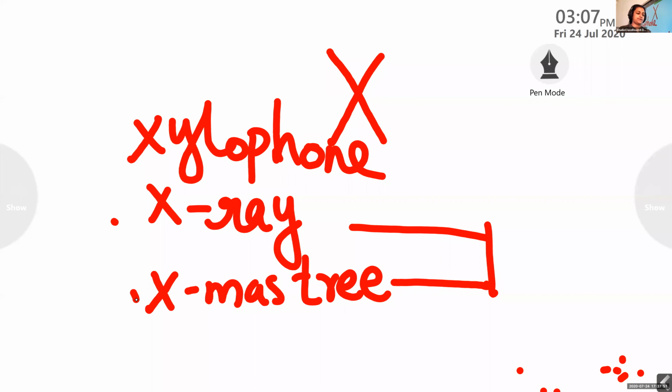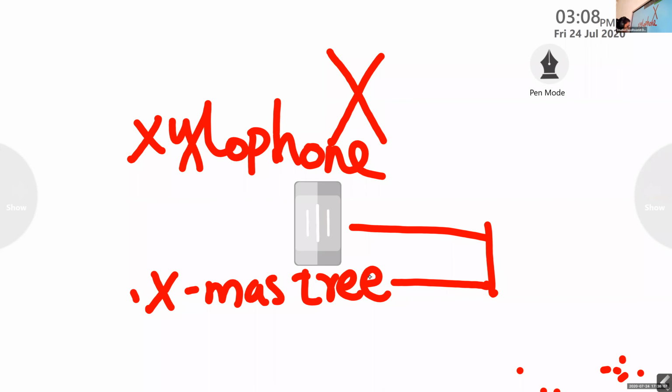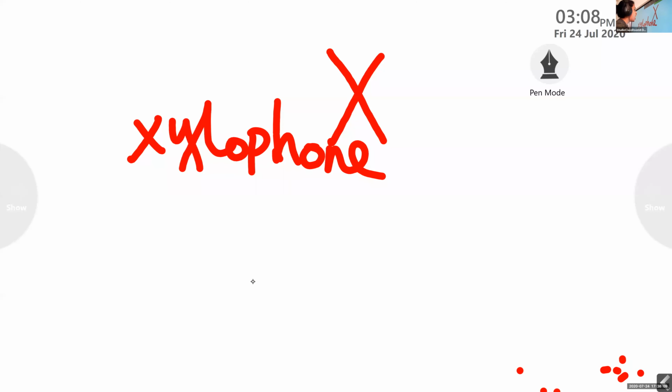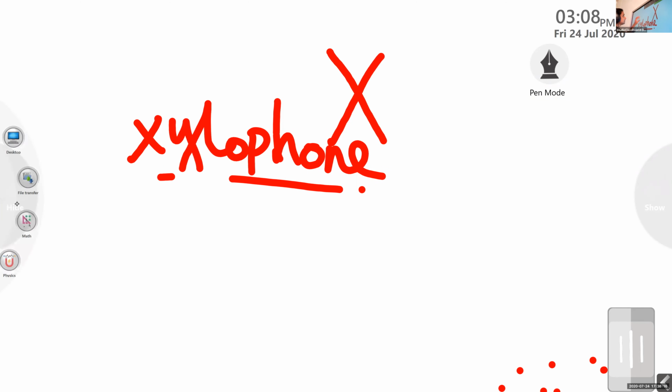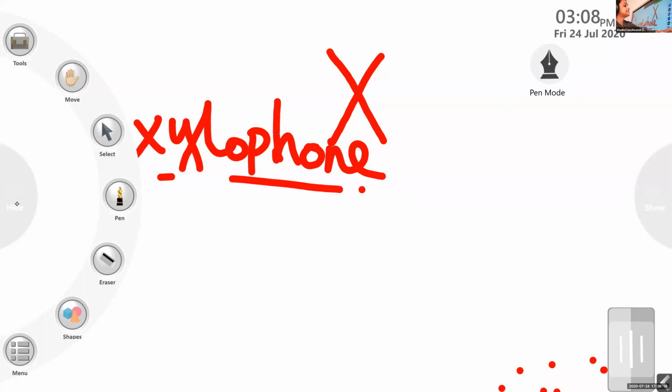X-ray, Xmas, right? X is not blended with any of the other alphabet letters, so we cannot identify the sound of X using X-ray and Xmas. So we have to depend upon, what is this? We have to depend upon the xylophone. Okay?